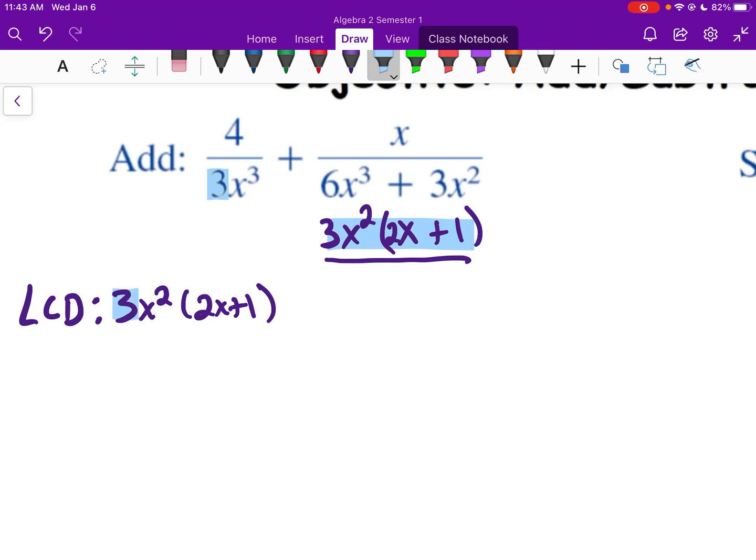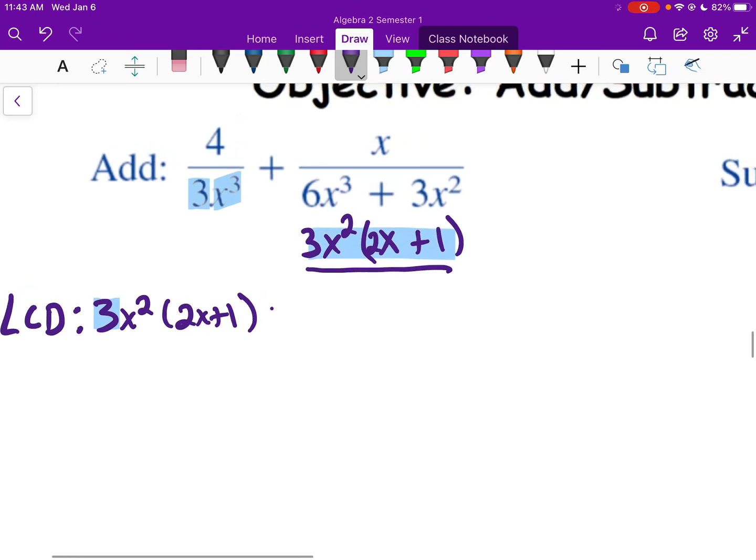Now, when I move to the x cubed, that's saying I have 3 x's. In our LCD at this point, I have 2 x's. And therefore, I need to add one more x. So if we add that x, that changes that to x cubed. Now, I've gone through all the terms in the denominator. That will be our LCD.